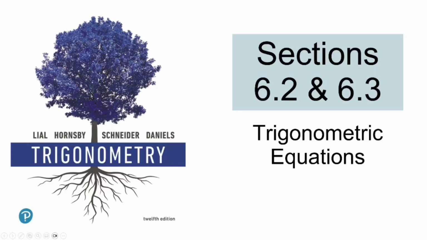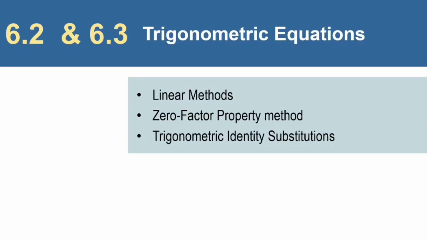Today we are looking at section 6.2 and just a little bit of section 6.3, and we're going to be solving trigonometric equations. In this section we'll talk about how to solve trig equations using linear methods, how to solve using the zero factor property method, and how to use trigonometric identity substitutions to solve certain types of trig equations.